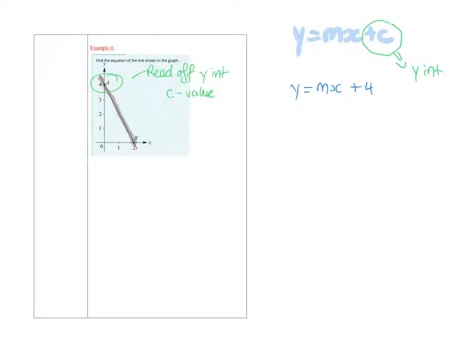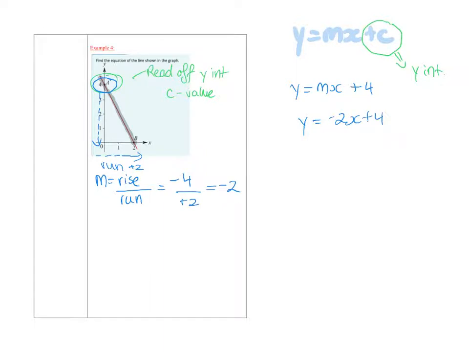There's a couple of ways. You could say that m equals rise over run. The way you do that method is you go from one point. I'm going from 4 and I go down a rise of 4. If I go down a rise of 4, that's negative 4. And then I go over a run of 2, positive 2. Can you see that? Then I get a gradient of negative 2. So I could write that, negative 2x plus 4.